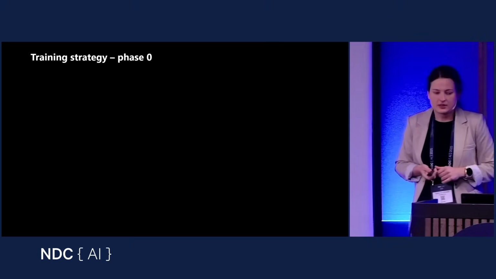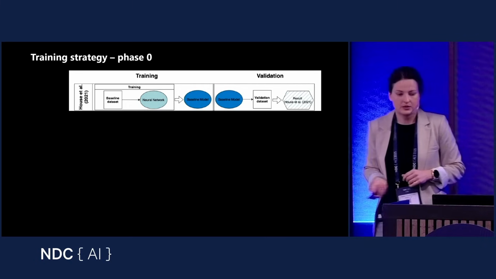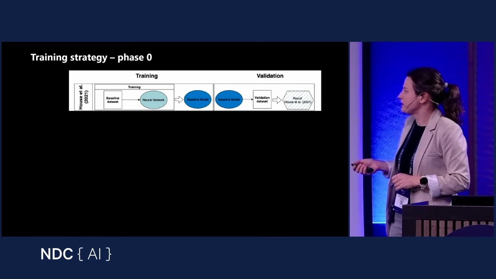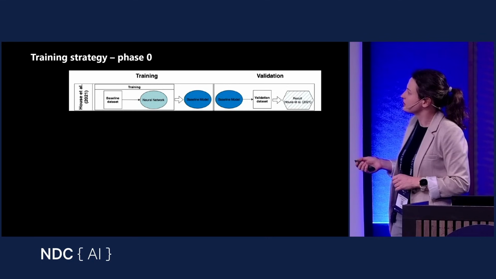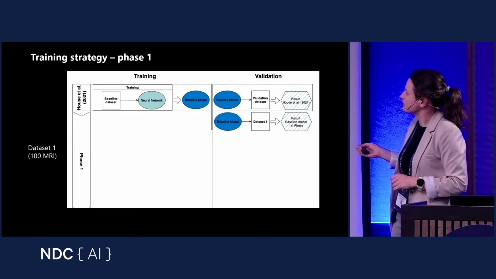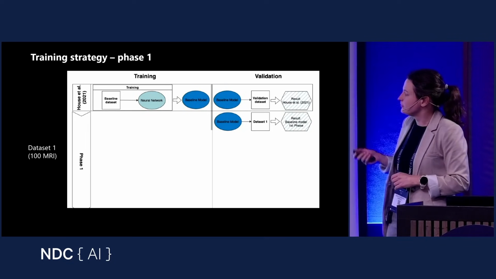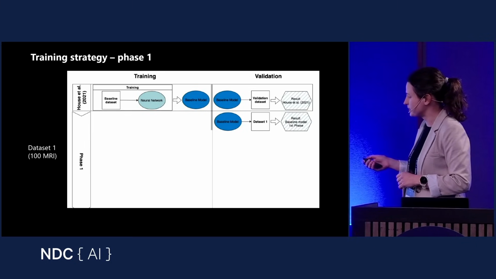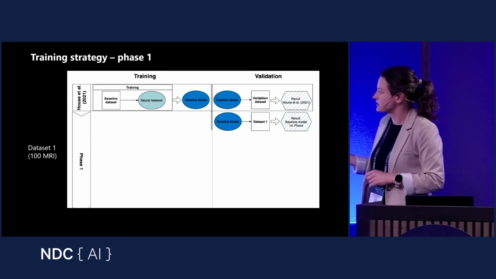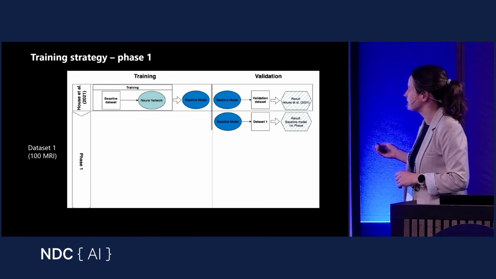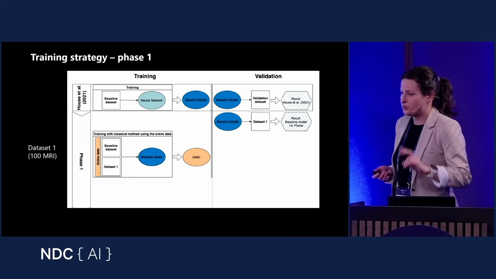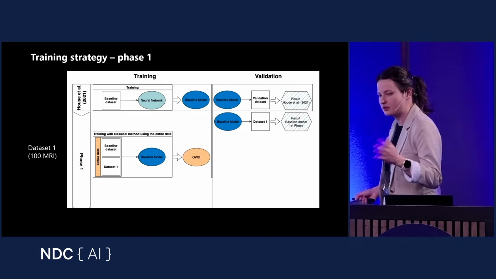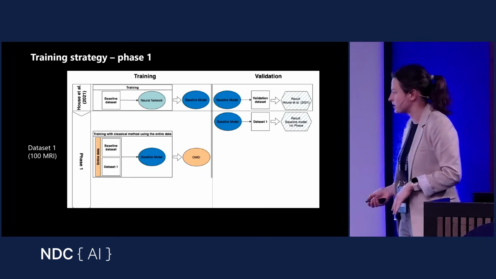So let's analyze the training strategy that we used. Phase 0 is what we have already seen. We have the baseline data set, we trained a neural network, we got a baseline model, and validated it against our data set. In phase 1, we take the first 100 MRIs, and in the first step, we just evaluate them against our initial model and save the results. Then we have 2 training strategies. The first of them will be just to take all of the data and train the model from scratch.